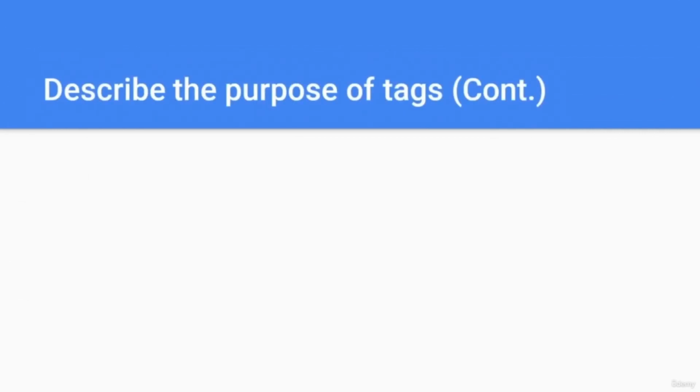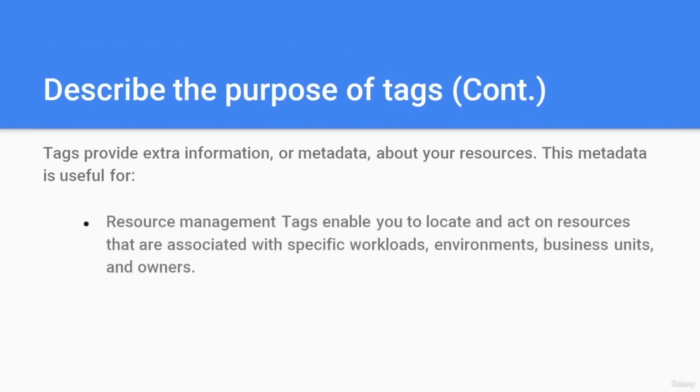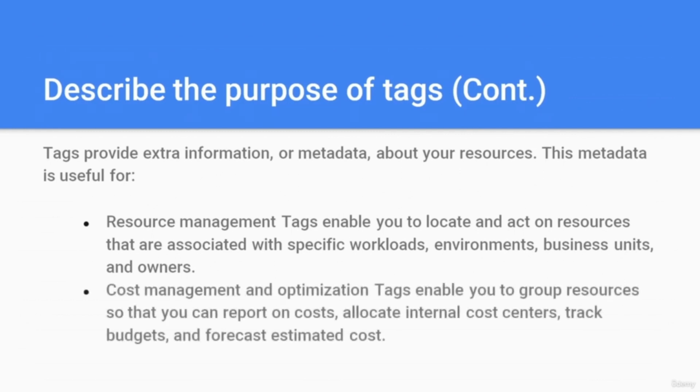Okay, so tags provide extra information or metadata about your resources. This metadata is useful for resource management. Tags enable you to locate and act on resources that are associated with specific workloads, environments, business units, and owners. For cost management and optimization, tags enable you to group resources so that you can report on costs, allocate internal cost centers, track budgets, and forecast estimated cost.